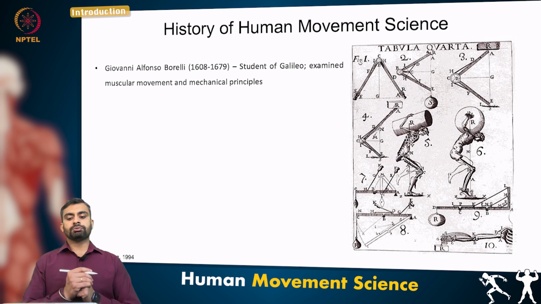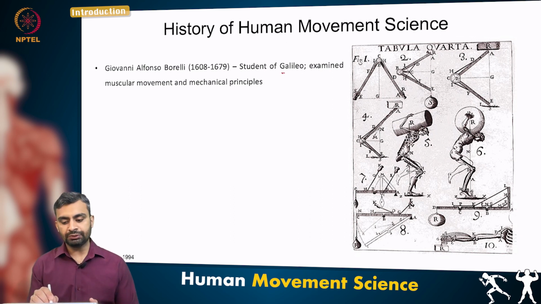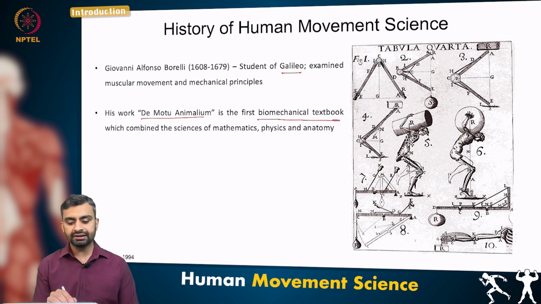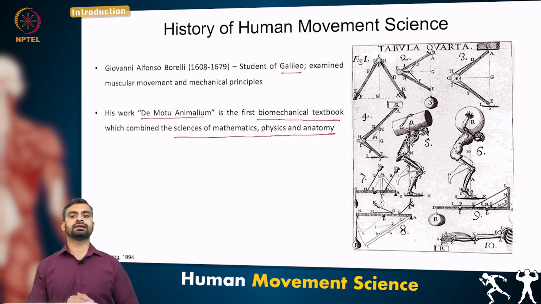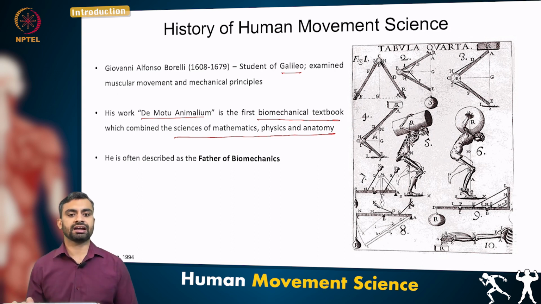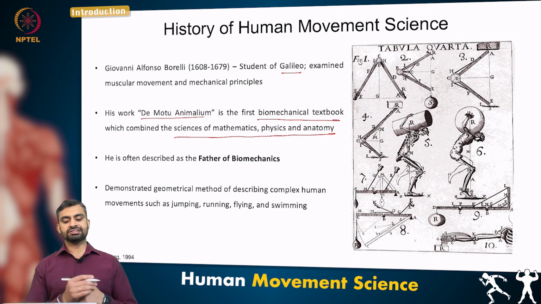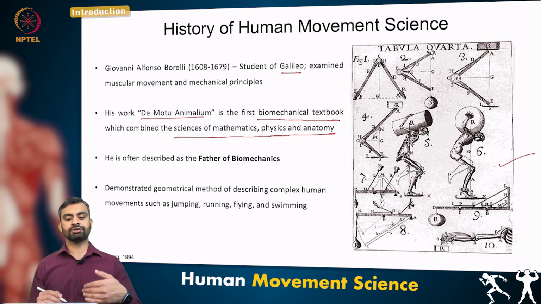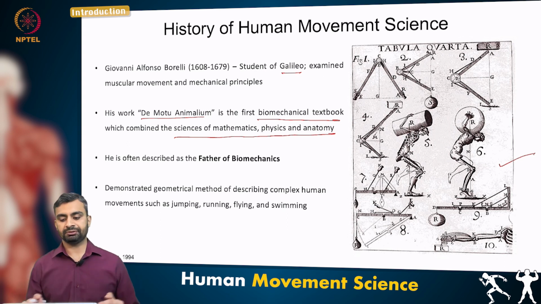Giovanni Alfonso Borelli was a student of Galileo. He examined muscular movement and mechanical principles. His work, De Motu Animalium, is the first biomechanical text, which combined the sciences of mathematics, physics and anatomy. He is regarded as the father of biomechanics, and he demonstrated the geometrical method of describing complex human movements such as jumping, running, flying and swimming, as shown in the image. So this is the work done by Borelli.